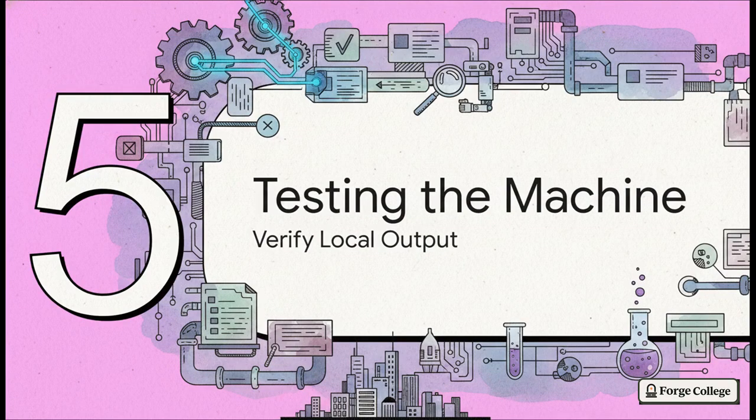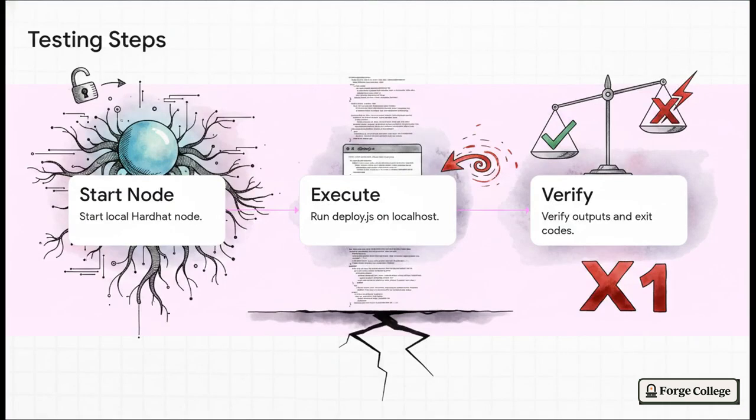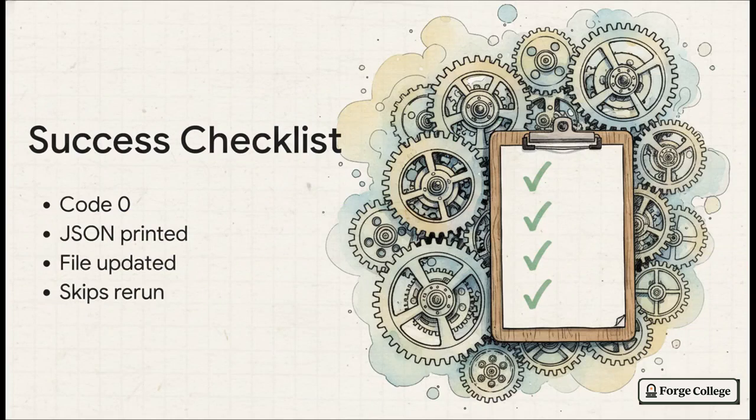Finally, Section 5, testing the machine so we can verify our local output. Look, before we let this script run wild on a public network, we absolutely have to test it locally. First, you'll start a local Hardhat node. Second, execute your deploy script right on that local host. Third, verify your outputs and those exit codes. And I literally cannot emphasize this next point enough. If your script hits an error, it needs to fail fast. You want to deliberately trigger a nonzero exit code so your CI pipeline immediately halts. The absolute last thing you want is for your system to silently keep building on top of a completely broken setup.